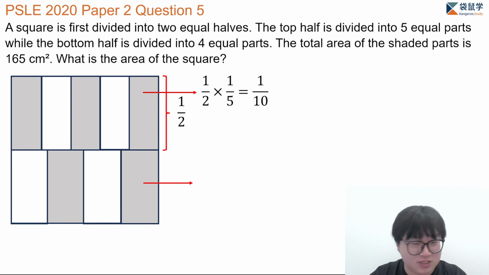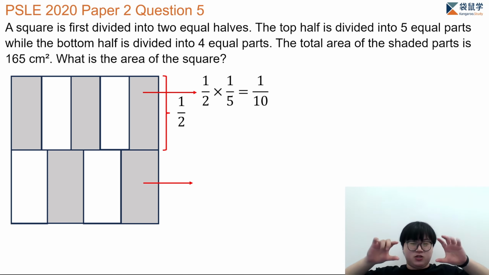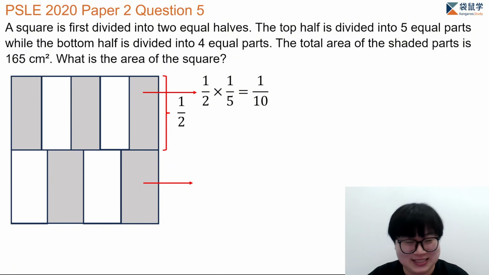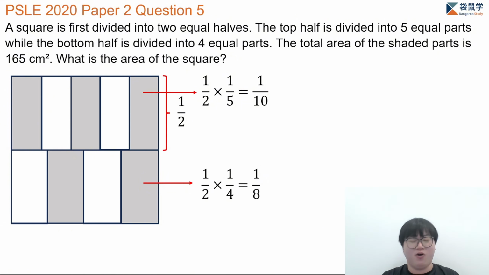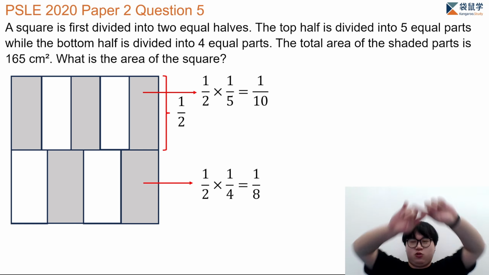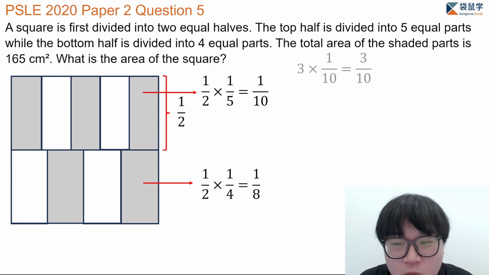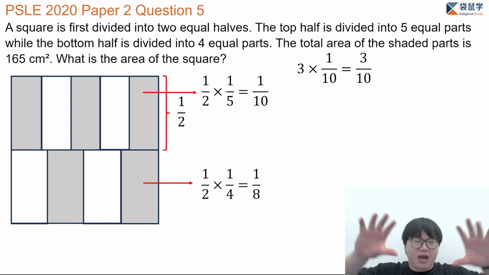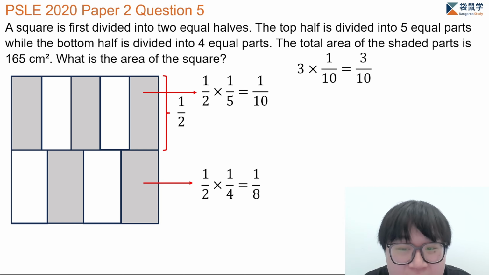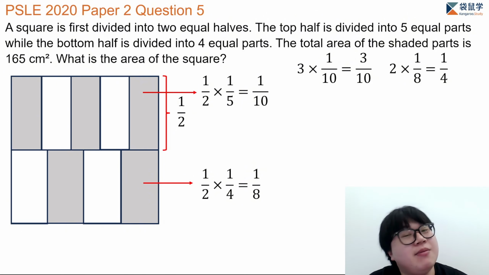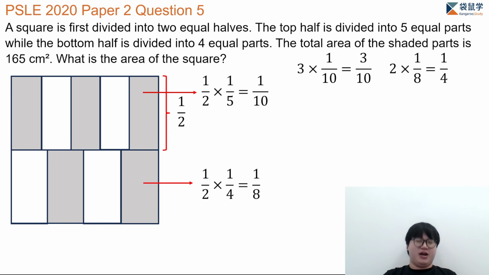And then for the bottom, same. Because the bottom is also half of the square, and each one is divided into 4 equal parts, so 1/2 times 1/4 will be 1/8. That means each small rectangle in the bottom is 1/8 of the total square. And after we know the fraction of each small rectangle, what can we do? For the top, how many shaded rectangles do we have? 3. So 3 times 1/10, 3/10. Then for the bottom, 2. So 2 times 1/8 equals 2/8. We can simplify it to 1/4. And what's the total fraction of the shaded region?